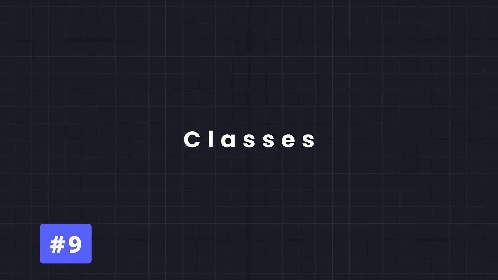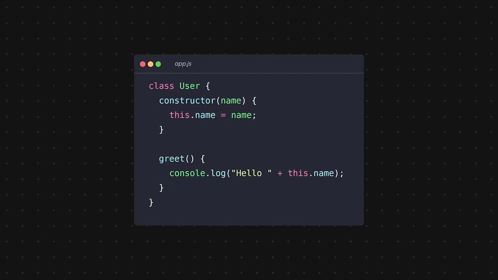And that is why modern JavaScript introduced classes. Classes provide a cleaner syntax for creating objects. This looks much more familiar for many developers. But under the hood, JavaScript classes still use prototype inheritance. So classes are mostly just syntactic sugar for prototypes.